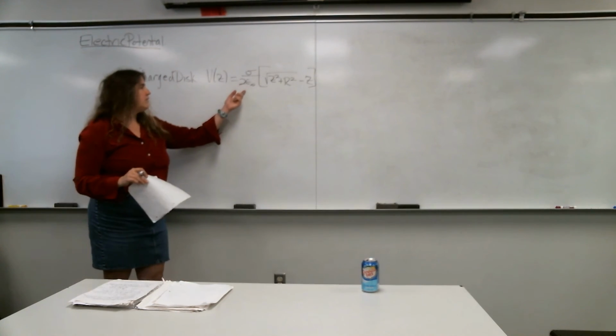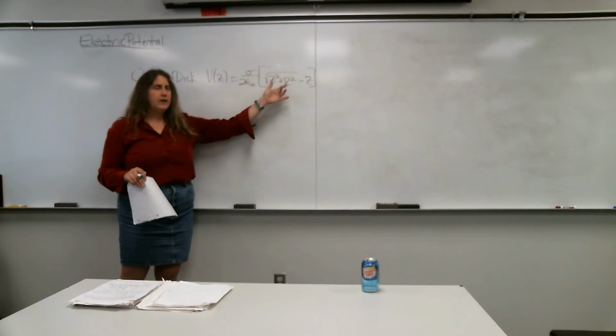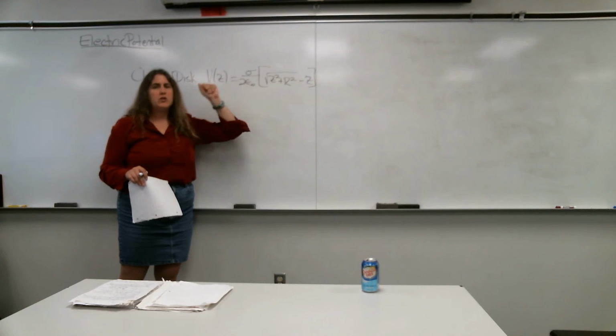And the answer there is sigma over 2 epsilon naught, bracketed, square root of z squared plus r squared, minus z.